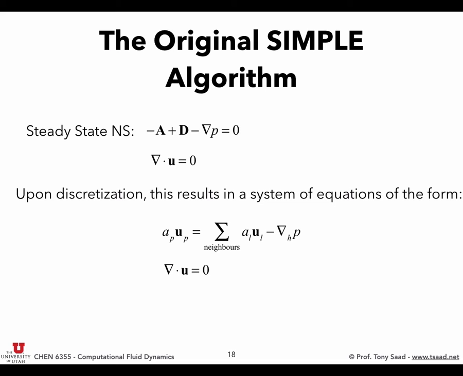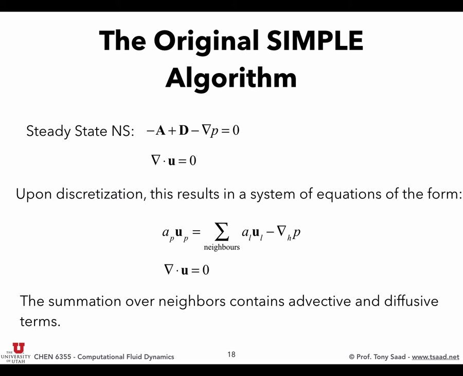Okay? So there's no time-dependent term here, but you can add a time-dependent term, which is going to impact this guy. And we have a pressure gradient. We leave that as is. And div u equals 0. We want to enforce div u equals 0, and you can discretize div u in the same way. But our goal is to satisfy this equation subject to it: find u_P such that div u is equal to 0. And the summation over neighbors, of course, contains the advective and diffusive terms.